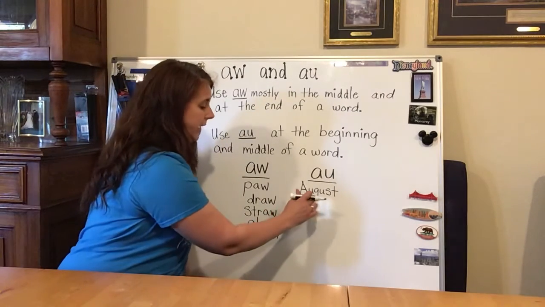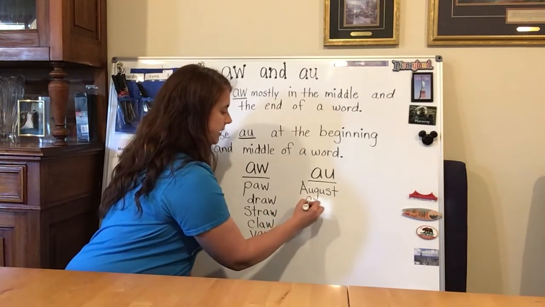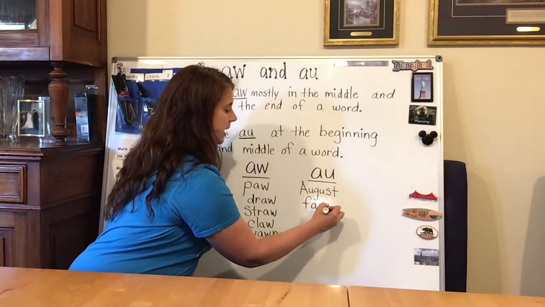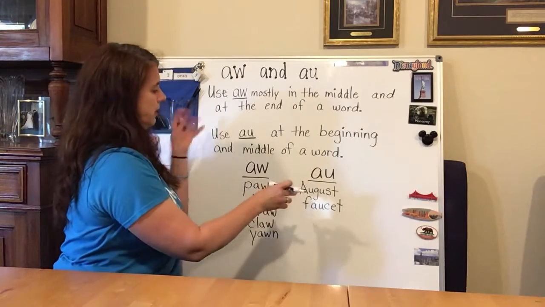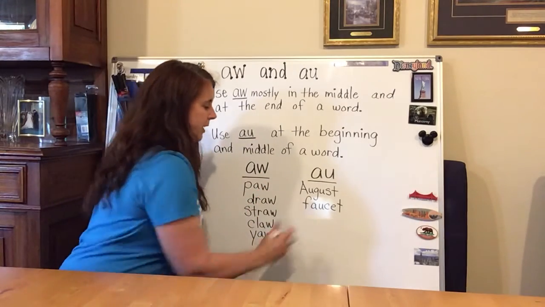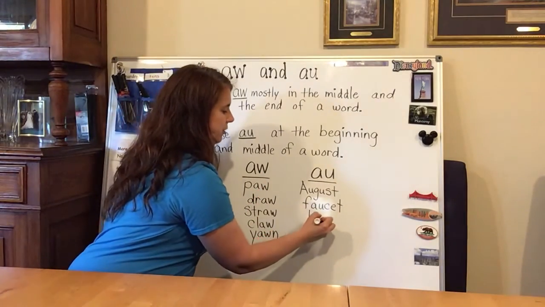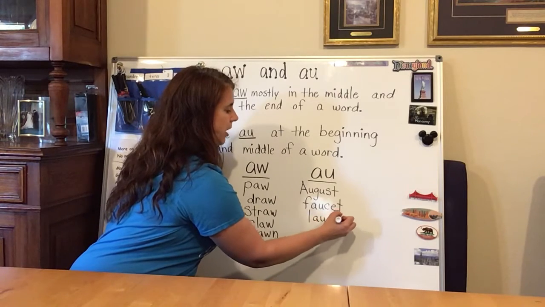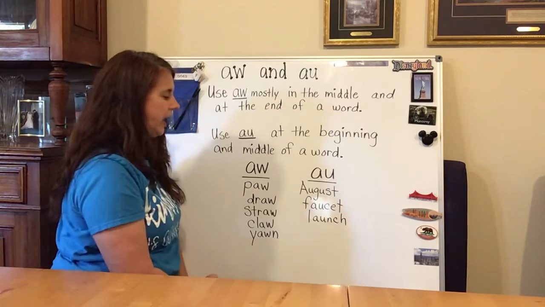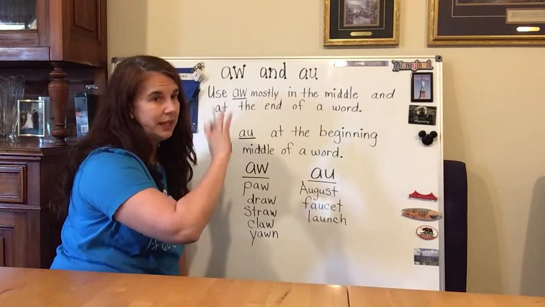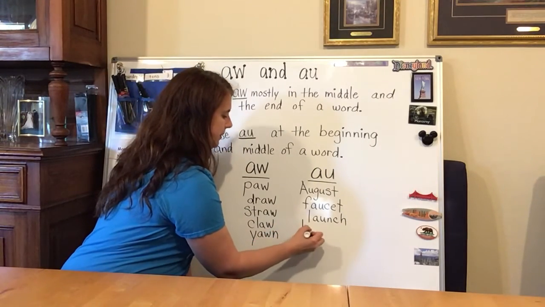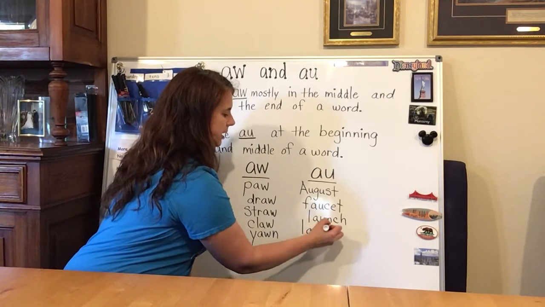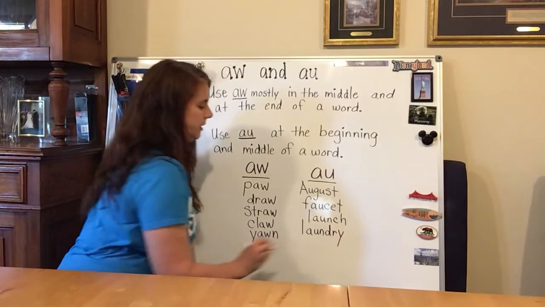So we have August. Faucet. You turn on the faucet. Either the cold for cold or turn on the hot for hot. Launch. You launch a rocket up into the sky. NASA does that. Let's see. Laundry. Mrs. Harlow has been doing laundry.